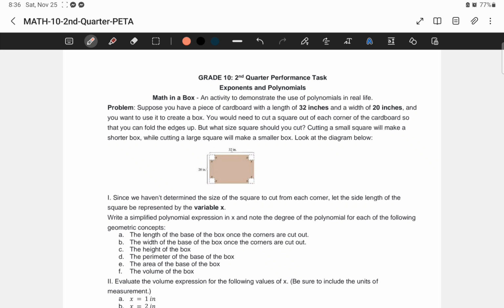Kapag gagawa tayo ng box from a cardboard, kailangan mag-fold tayo ng mga square sa ating cardboard. Then, from that, pwede na tayong makabuo ng box. But what size of a square should you cut on each corner? Cutting a small square will make a shorter box, while cutting a large square will make a smaller box.